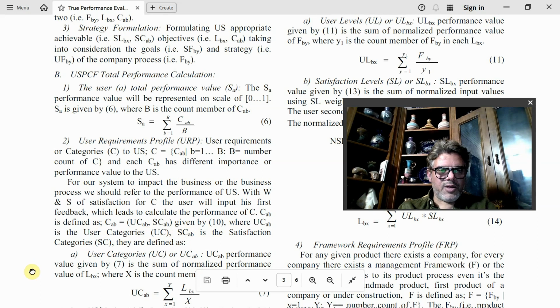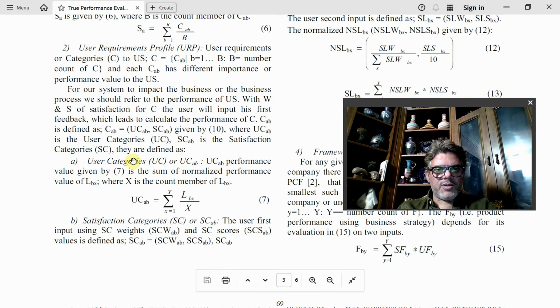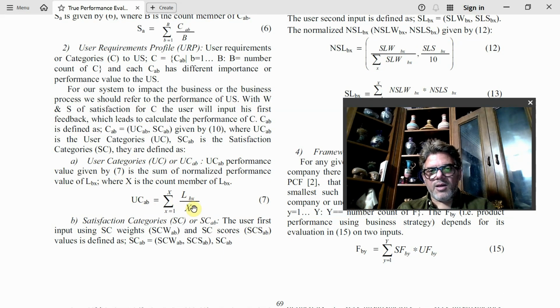So A, user categories, perform given by 7, is the sum of normalized performance values of the level. So the user category equals the level performance divided by the number of levels.